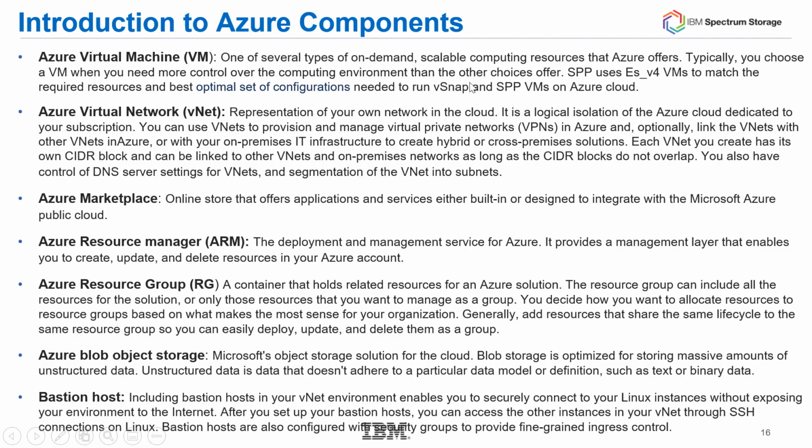So I'll go through and point out where you need to verify that your geographic locale supports those ESv4s inside of Azure. We'll talk about the virtual network, also called a VNet. And the reason this is important is that you can either use an existing VNet inside of Azure or we can deploy a new one. I'll show you Azure Marketplace and how we get started and find the Spectrum Protect Plus solution from there.